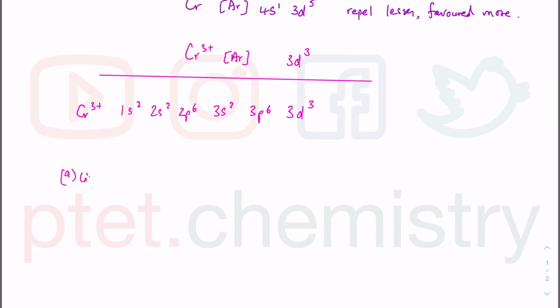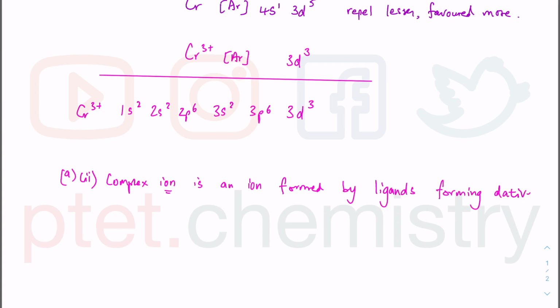In part 2, they want us to define what is meant by a complex ion. It's an ion formed by ligands bonding to the metal ion centre, forming dative covalent bonds, or you might call it coordinate bonds, whichever one you like, just stick with one form or the other.